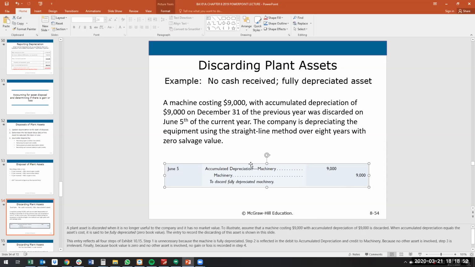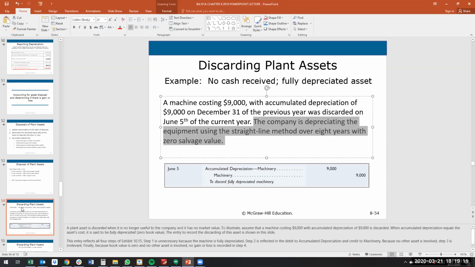And then to take it off of the books because we no longer have it, we would debit accumulated depreciation and credit machinery. Accumulated depreciation is a contra asset, right? So it normally has a credit balance. So to take it off the books, we debit it. And the same for machinery. Machinery has a debit balance. Normally it's an asset. So to remove it, we have a credit balance. They calculated this by depreciating it over 8 years.